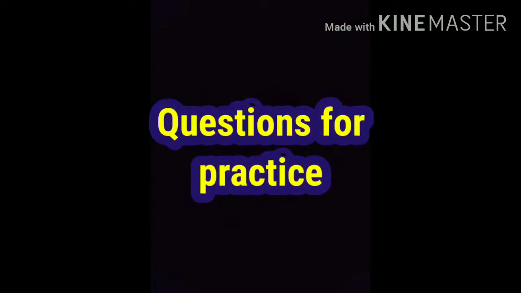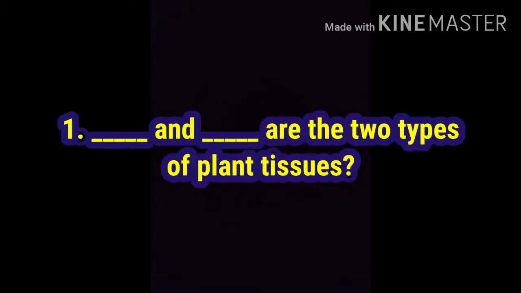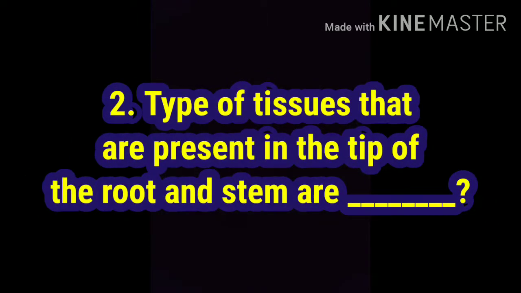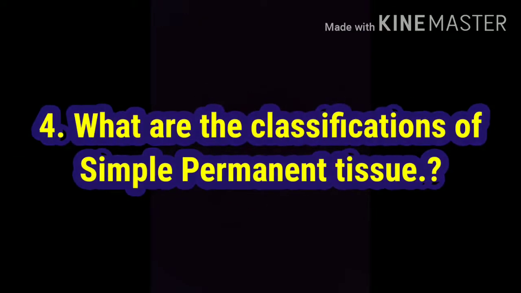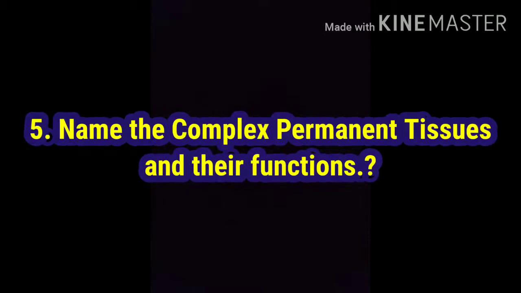Children, now I will give you some questions. Complete it and submit it on time. First one is, dash and dash are the two types of plant tissues. Second one, which type of tissues are present in the tip of the root and stem, or dash. Third one, what is a tissue? Fourth question, what is the classification of simple permanent tissues? The last question is, name the complex permanent tissues and their functions.